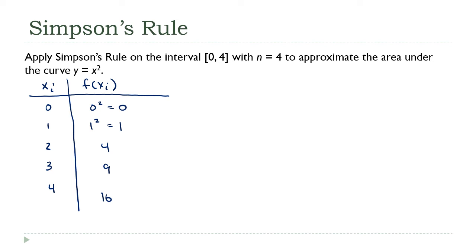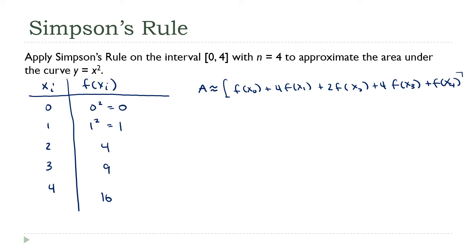All right, so what does Simpson's rule say? It says the area is approximately equal to f of x0 plus 4f of x1 plus 2f of x2 plus 4f of x3 plus f of x4, times delta x. And if you look back at the definition there, I didn't mention this explicitly, but it's delta x divided by 3, not the 2's that we've seen before.